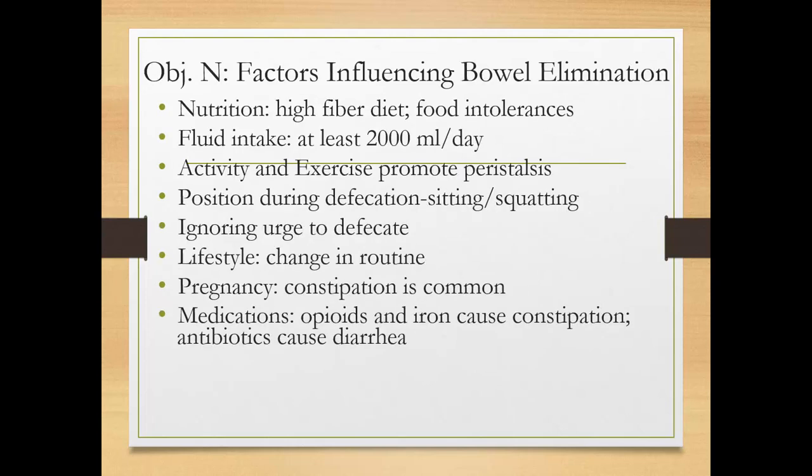The next several slides outline a variety of things that affect bowel elimination. Think back to our unit on nutrition. A diet high in fiber is found in plants. The 3 major categories are whole grains, fruits, and vegetables. A high fiber diet has many benefits for the colon. It adds bulk and makes bowel movements easier.